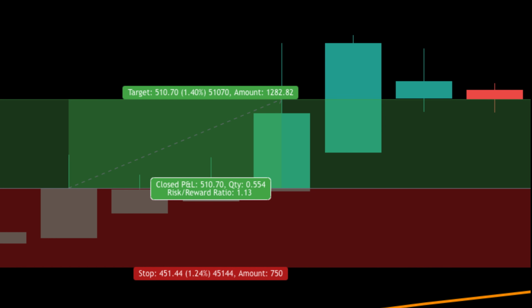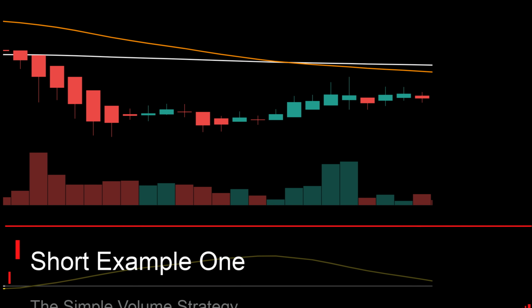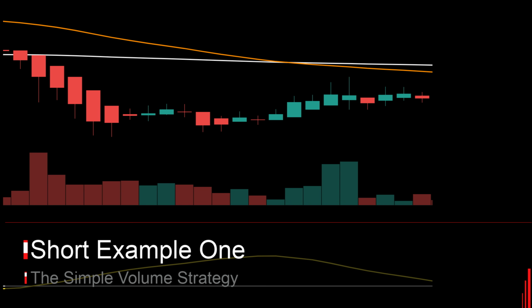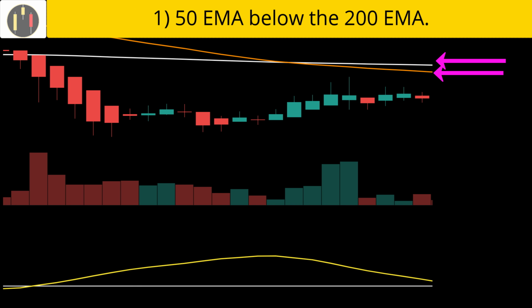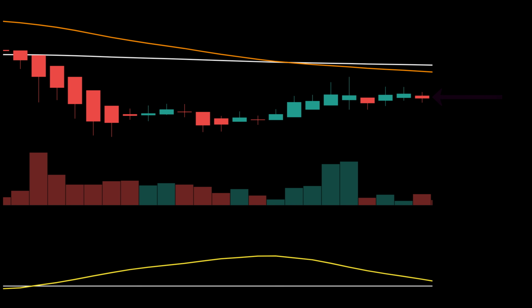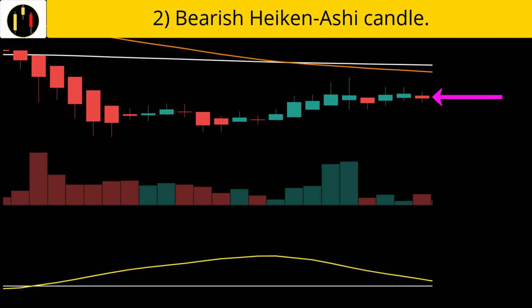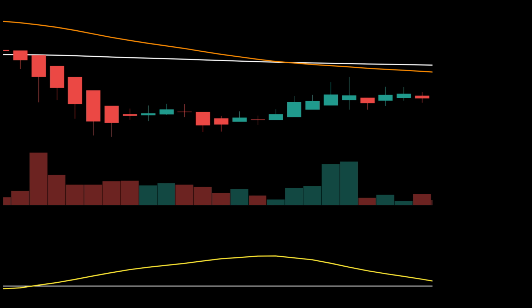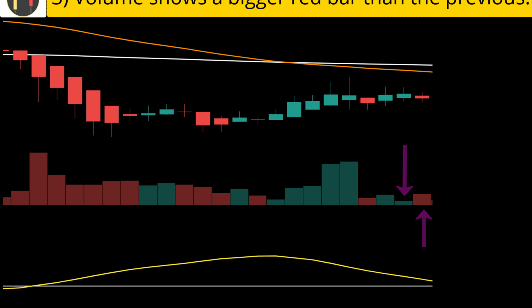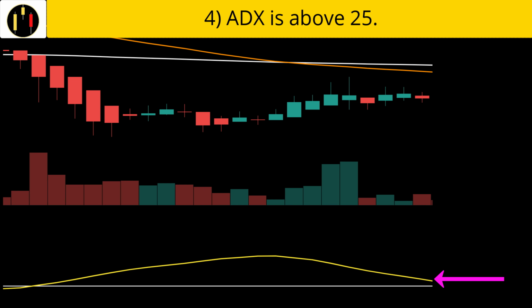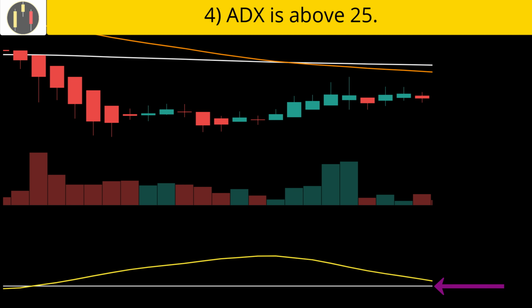Now we flip to shorts. This is what I would test for shorts. The first rule for shorts requires the 50 EMA in orange to be below the 200 EMA in white. The next rule requires a bearish Fibonacci candle to close. The third rule is for an increase in volume as compared to the previous bar. The final rule requires the ADX to be over the 25 line, represented by this white horizontal line.